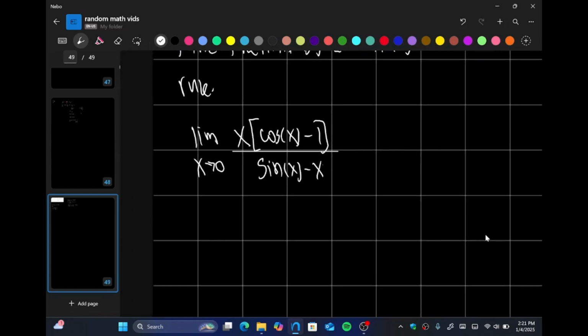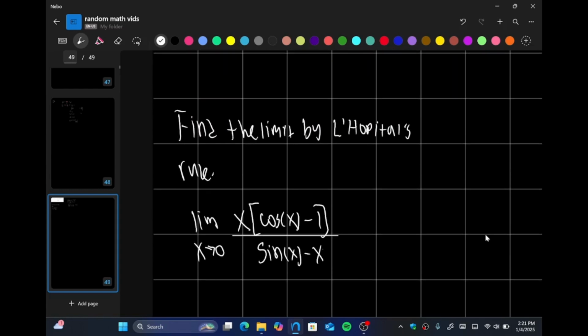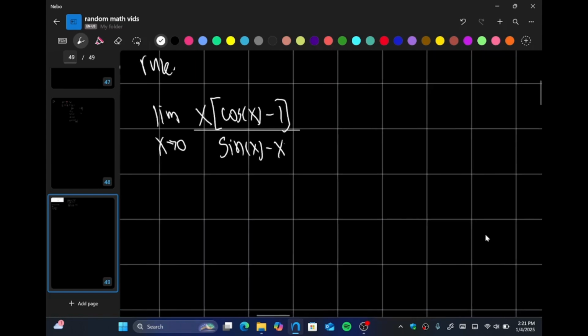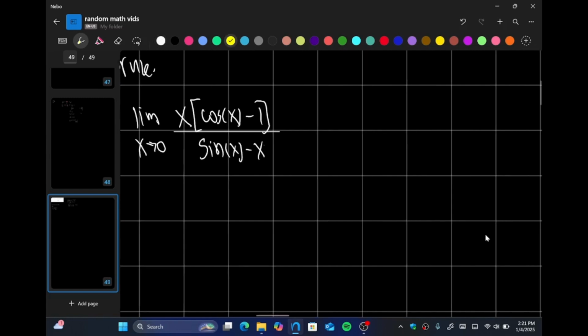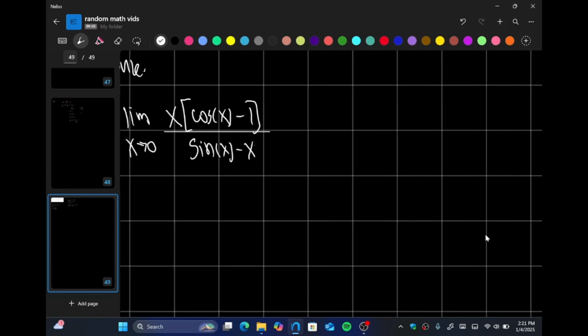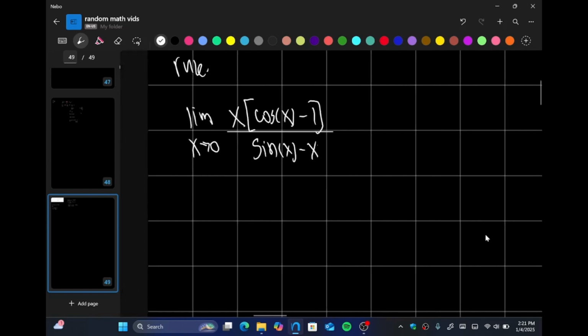So again, here we have the limit as x approaches 0 of x times cosine x minus 1 over sine x minus x. Since it already tells us to find the limit by L'Hopital's rule, we don't need to test to see whether we have to do L'Hopital's rule or not. So we're gonna go ahead and do L'Hopital's rule. The first thing we're gonna do, okay guys, is find the derivative of the top.